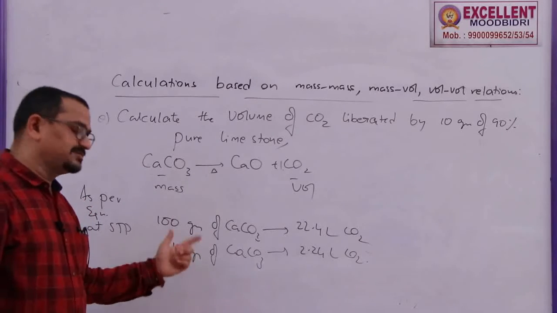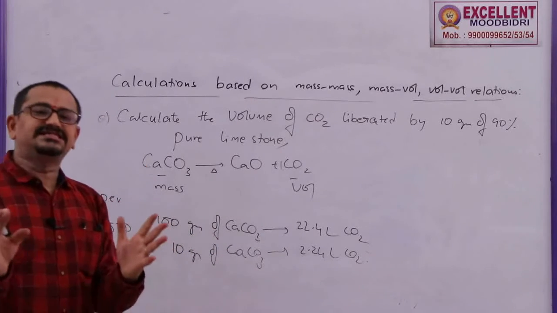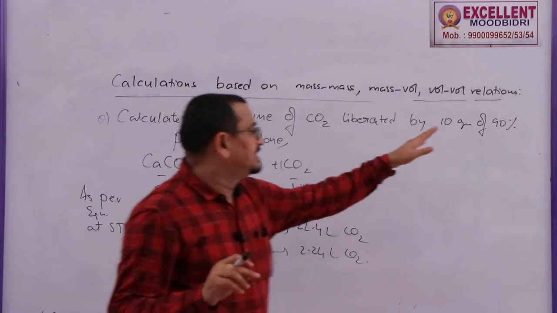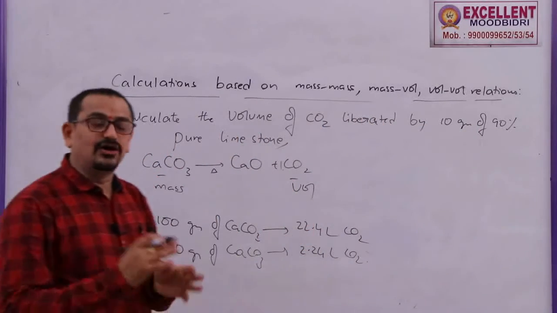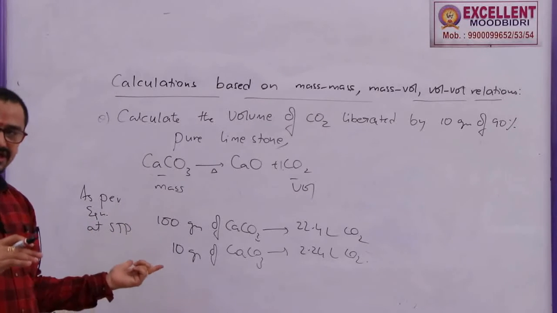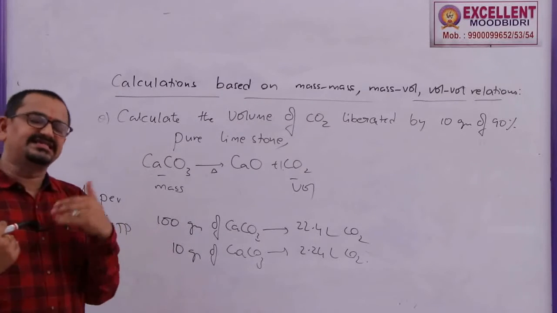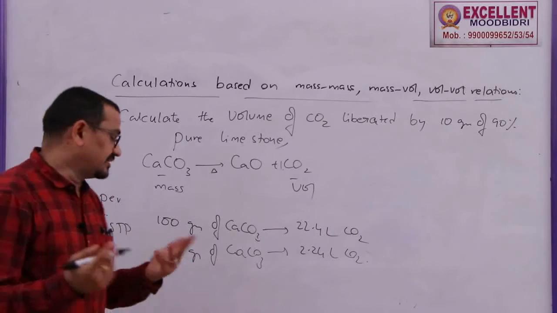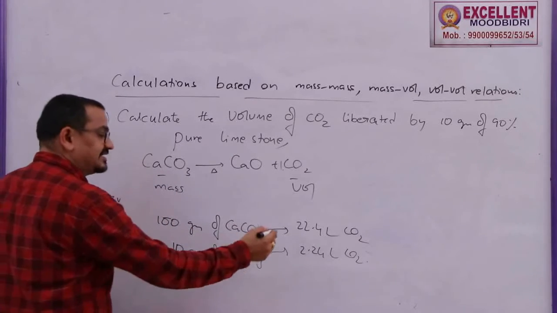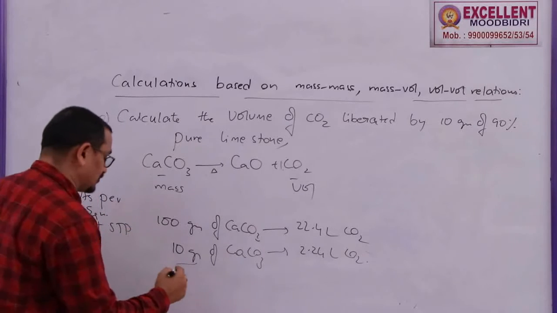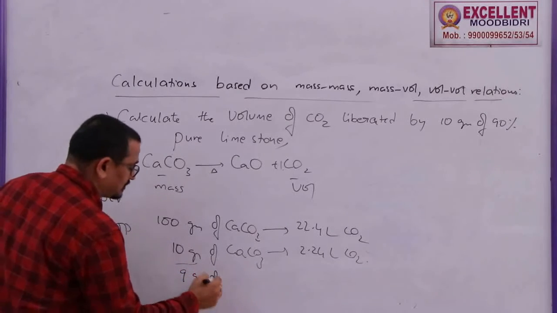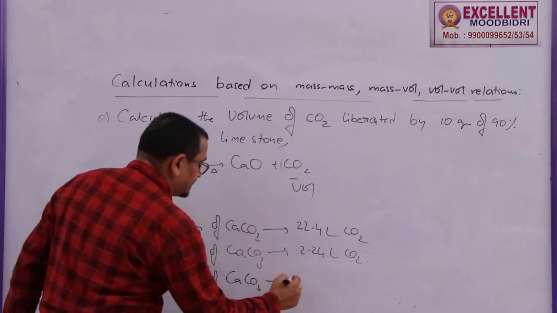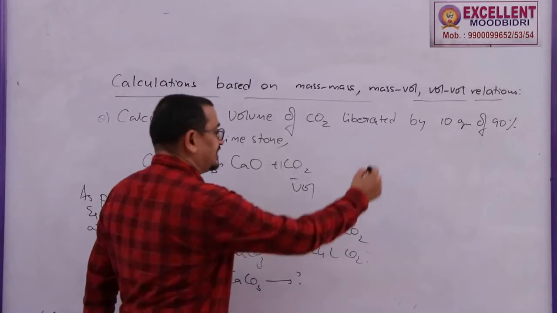When in 10 grams of CaCO3, the total 10 grams itself is CaCO3 only, then this will be the answer. But in our question, it's given 90% pure, meaning out of 10 grams, only 90% is CaCO3. The rest, 1 gram, is other than CaCO3, which can be treated as impurity. So, when 10 grams gives 2.24 liters of CO2, then 9 grams of CaCO3, which is 90% of this mass, will give how many liters of CO2?